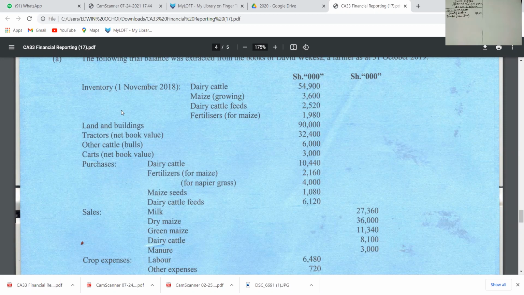Then after that, there was the bulls. But remember now, would I record this 6,000? No. I will record 5,400, because that is their new value, which is given in the additional information number 1. That is why the loss of 600 we recorded as an expense. So we have 24,300. Then after the tractor, I have recorded other cattle. Then we have the carts.